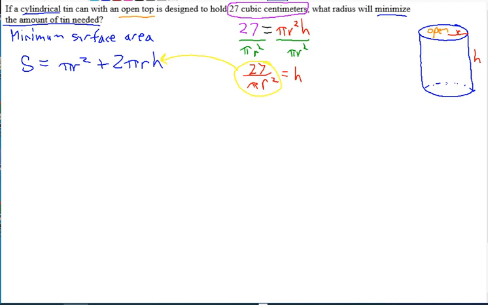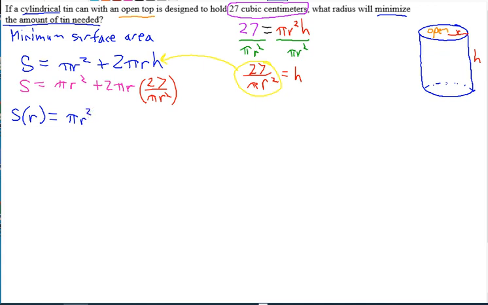And so now we'll have the surface area is pi r squared plus 2 pi r times h, which we just figured out is 27 over pi r squared. And so now we can write this as S of r. Surface area is just a function of r. So you've got pi r squared.